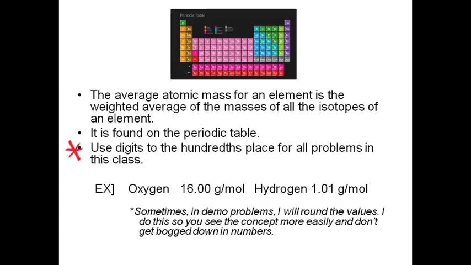I would like you, in this class, to use digits to the hundredths place for all problems. For instance, oxygen would be 16.00 grams per mole. And yes, those zeros are significant. Remember significant digits? Hydrogen will be 1.01 grams per mole. Sometimes in the demo problems, I'll round the values so you can see the concept more easily and not get bogged down in numbers. But I want you to use values to the hundredths place.